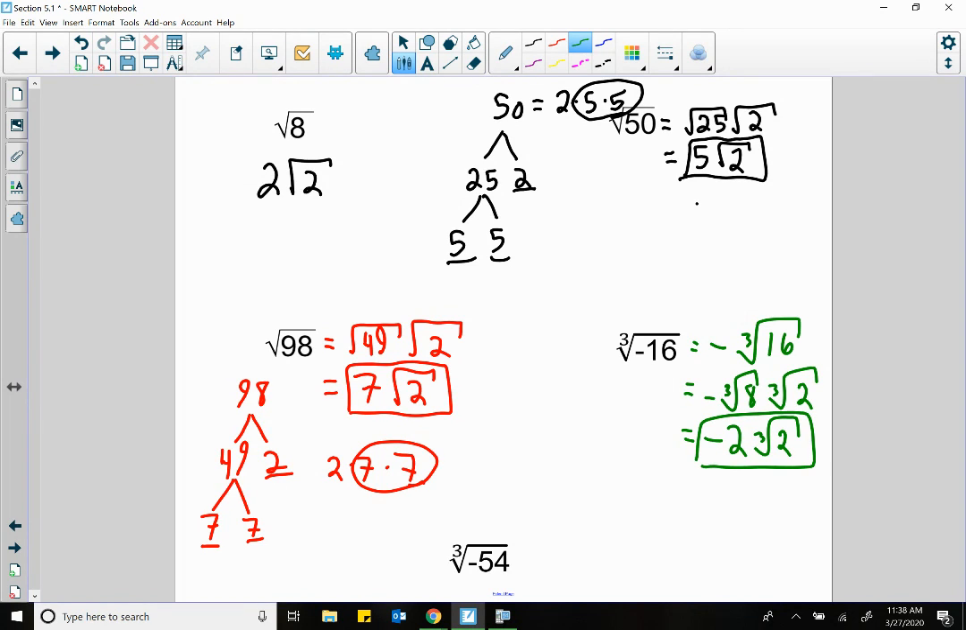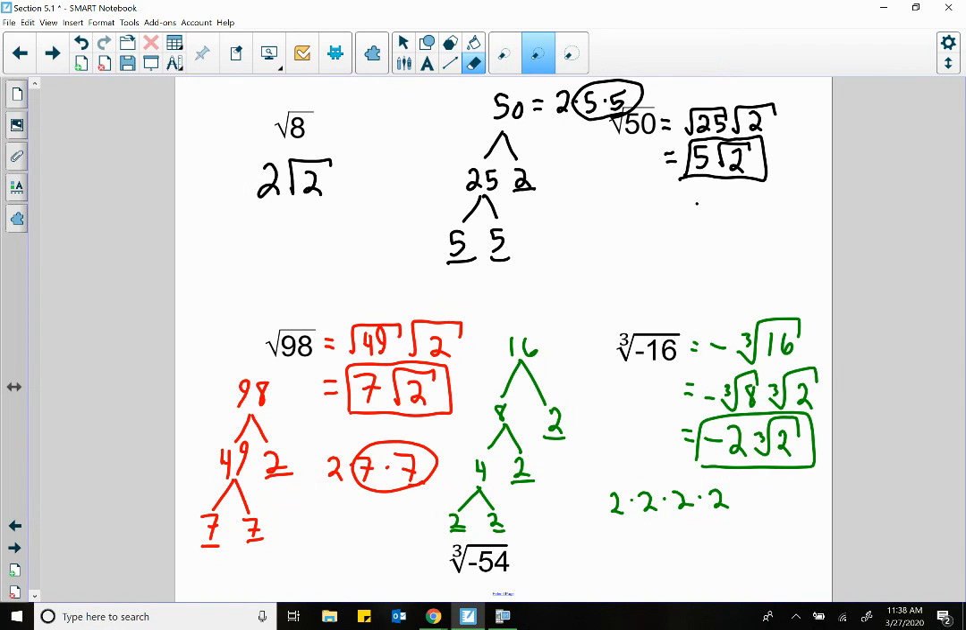All right. If we did the tree diagram to this, well, we've got 16. What times what gives me 16? Well, that's 8 and 2. 2's prime, 8 is not. What times what gives me 8? 4 and 2. 2 is prime, 4 is not. What times what gives me 4? 2 and 2. Primes. So 16 is 2 times 2 times 2 times 2.